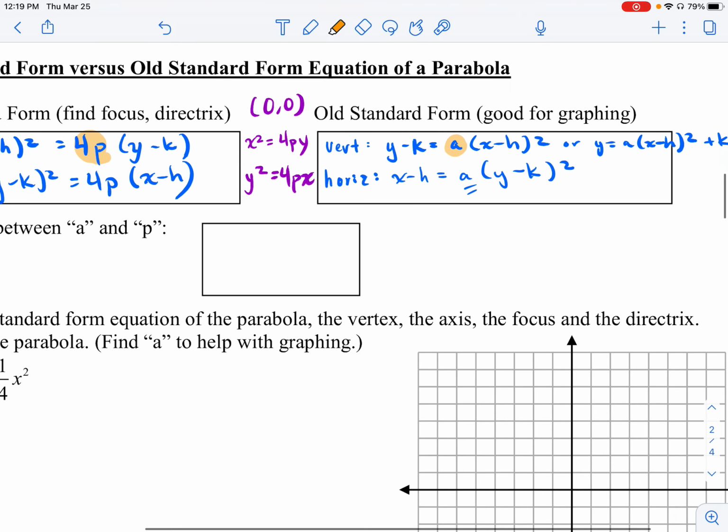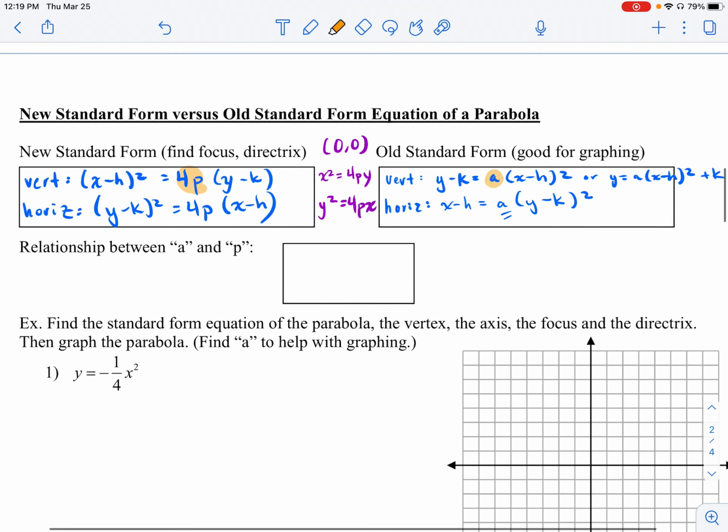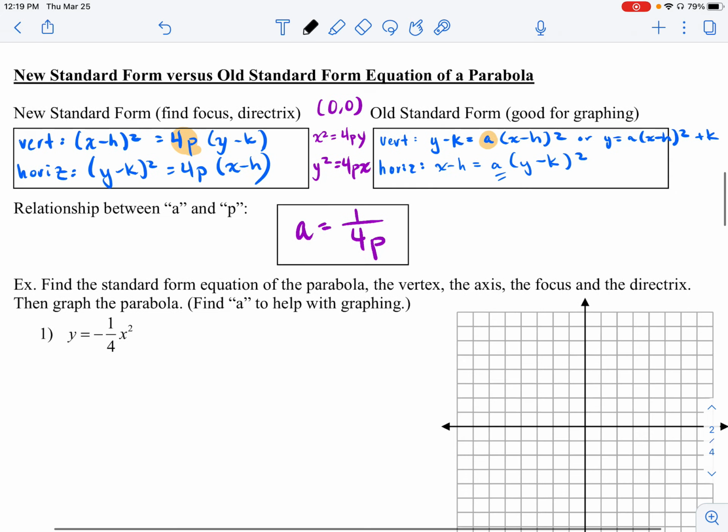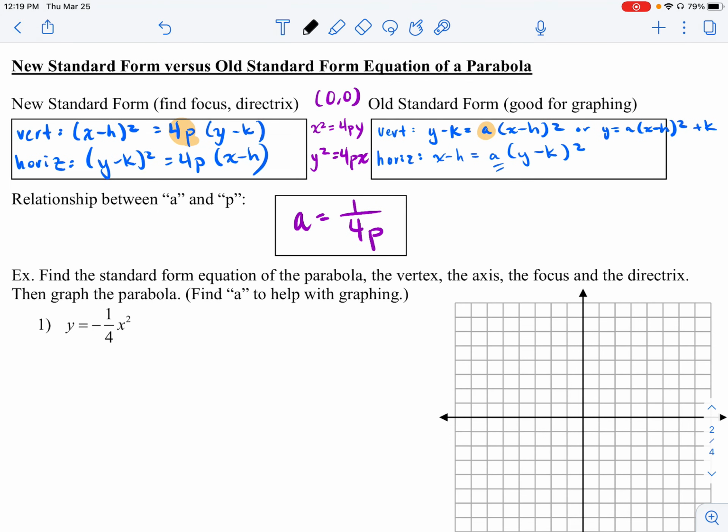Notice where the A and the 4p values are. In the old standard form, the A is a coefficient of x minus h squared. In the new standard form, 4p is in front of the y minus k. So A is actually equal to 1 over 4p. Okay? So hopefully that breaks down a little bit of the differences between the two forms that we're accustomed to seeing.